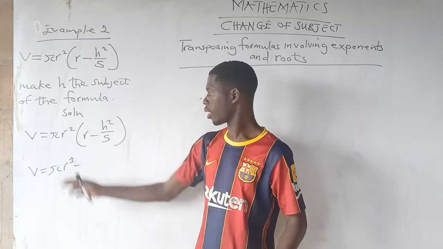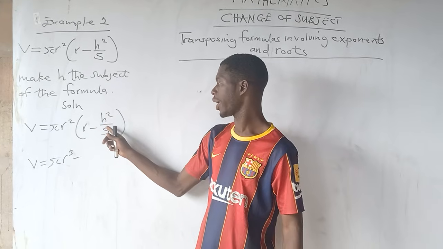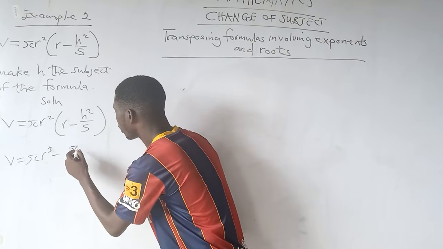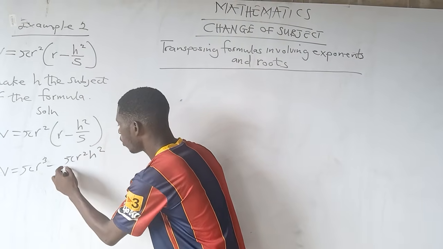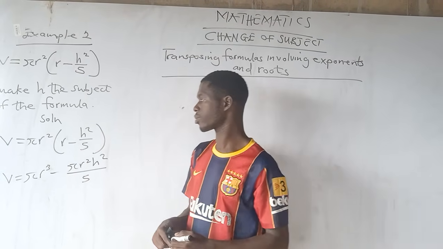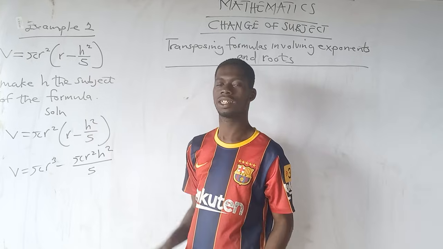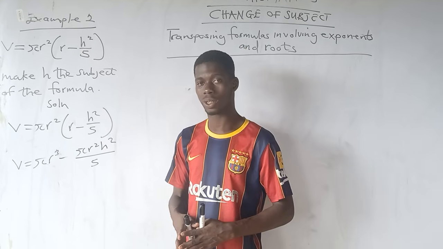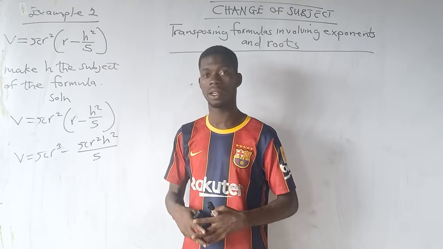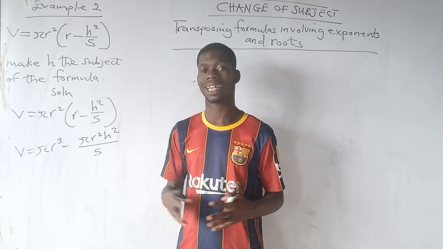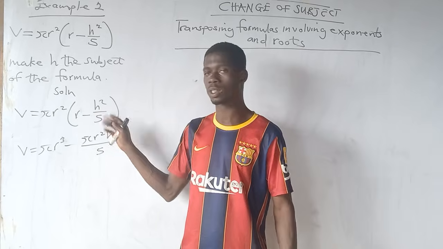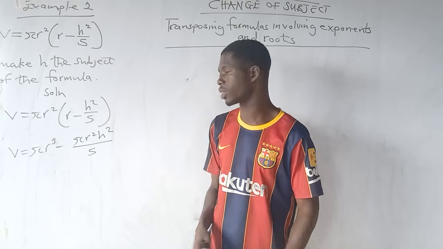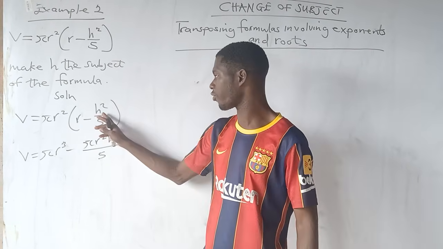Minus pi r squared multiplying h squared over 5. This one too, we get pi r squared h squared over 5. So this one will affect the numerator only. It will not affect the denominator. So anytime you are expanding any bracket, make sure that it affects the top one only. That is what multiplication does, right? Okay. So this one will affect the top one only.